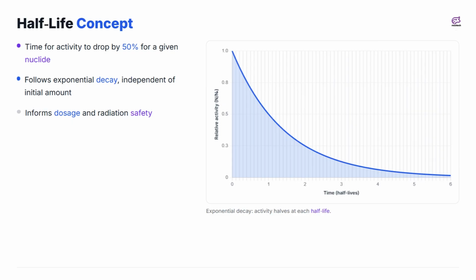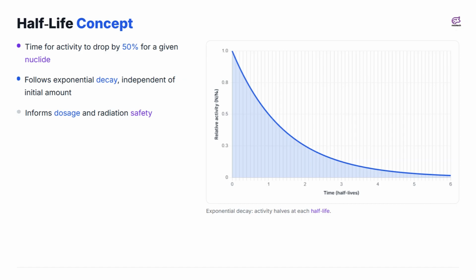This leads us to a crucial concept: half-life. The half-life is the time it takes for the radioactive activity of a sample to drop by 50% for a given nuclide. It follows a predictable exponential decay pattern, and it's completely independent of how much material you start with. This concept is fundamental for determining safe dosage levels in medicine and for overall radiation safety.